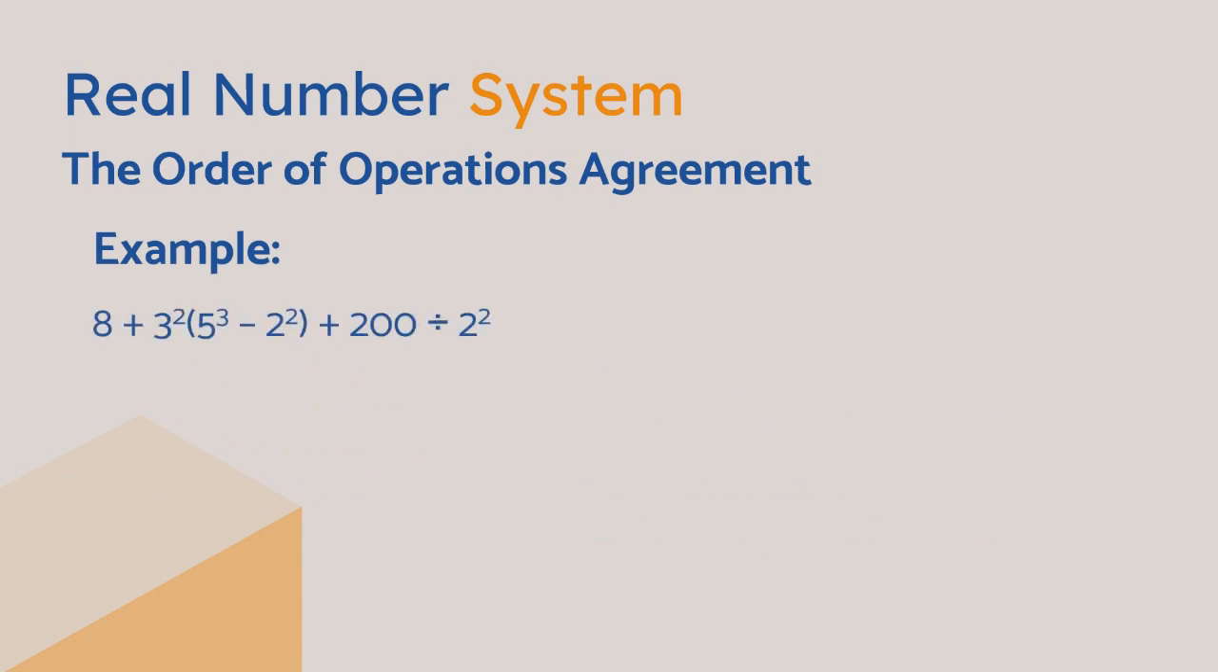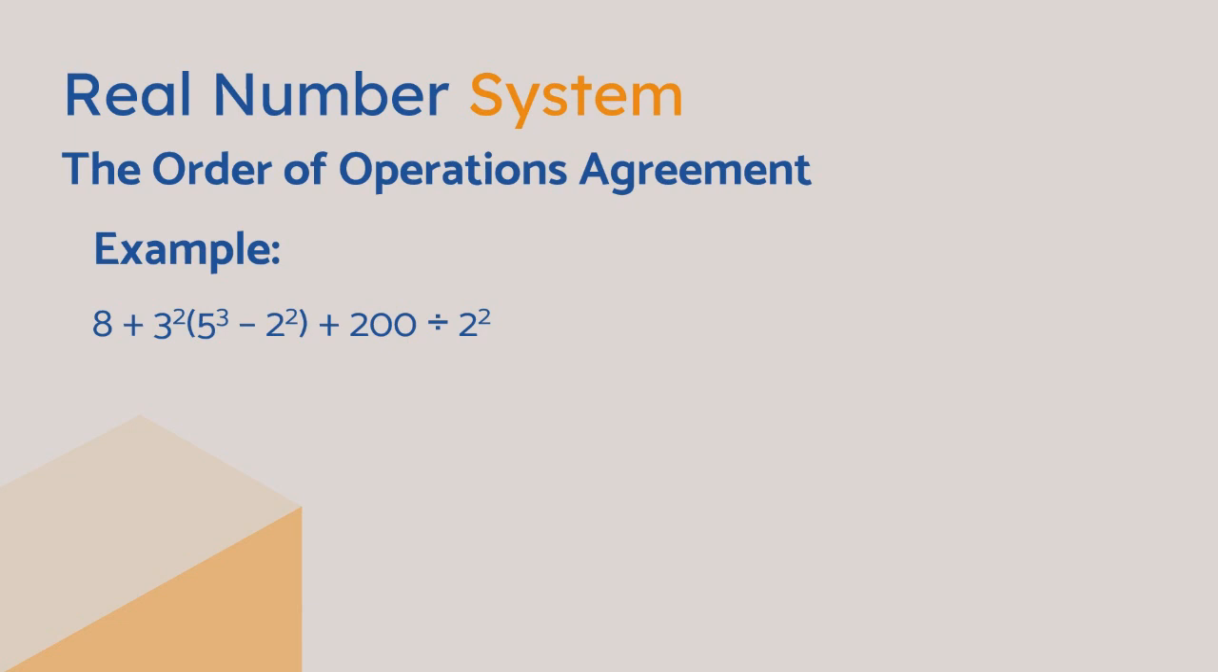Here's another example. We have 8 plus 3 squared multiplied by the quantity 5 cubed minus 2 squared plus 200 divided by 2 squared. First, we need to deal with whatever is inside the parentheses. And we have 5 cubed minus 2 squared. So after looking inside the parentheses, we need to use the rest of the rule, that is the PEMDAS.